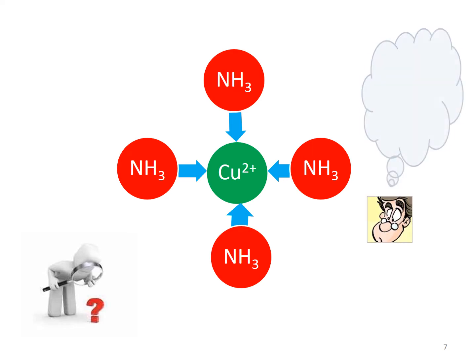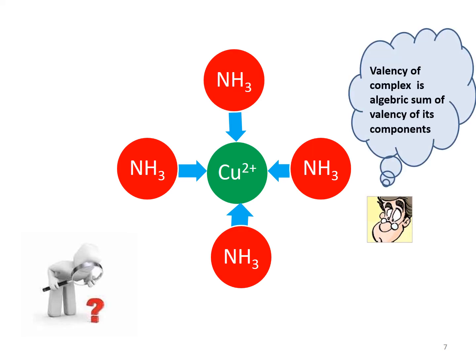A question: well, what is the valency of the formed complex? Usually the valency of the complex is the algebraic sum of the valencies of its components. In our case here, the copper amine complex will be 2 positively charged, because the ammonia molecules are neutral and the copper is 2 positively charged.